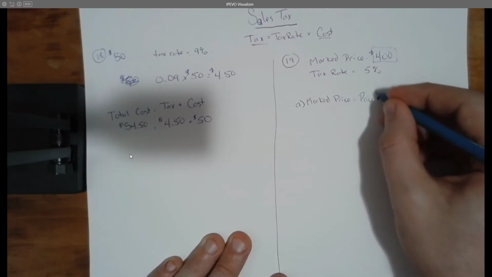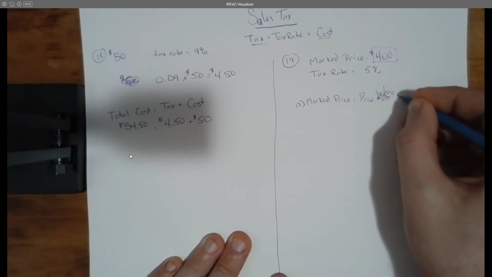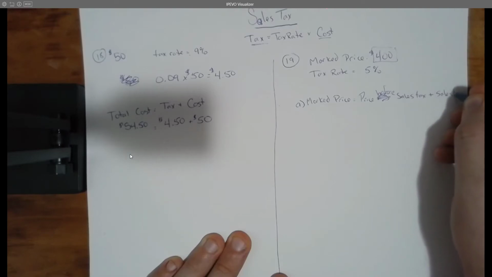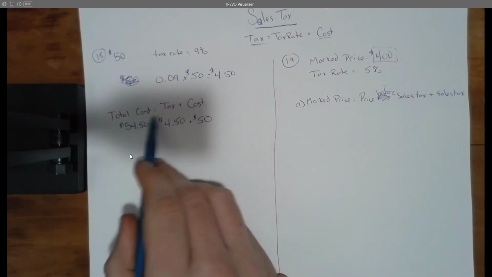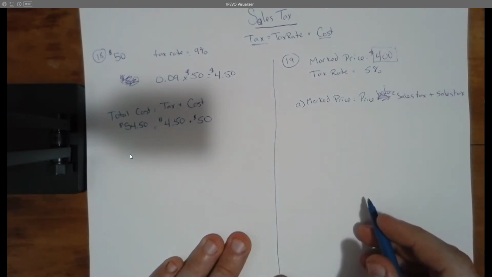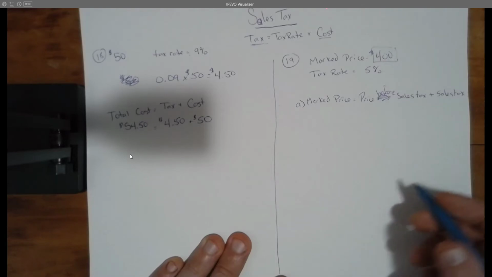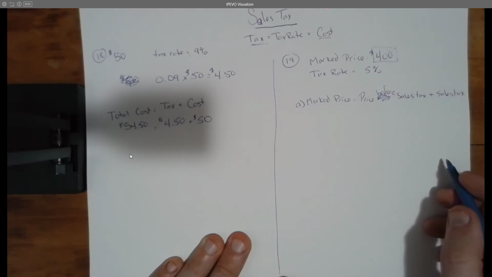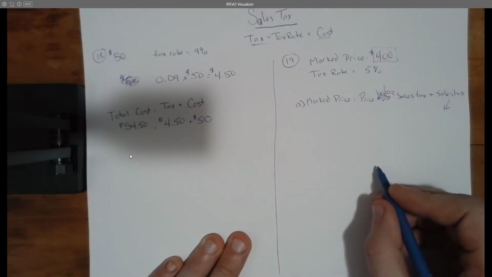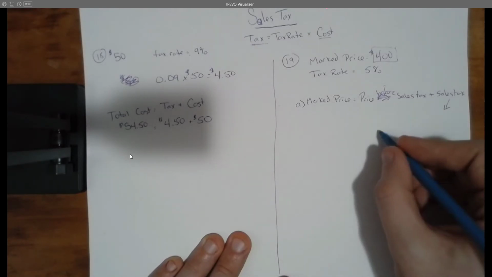Sorry, price before sales tax plus the sales tax. Right? That's kind of what we figured out here. We're just rearranging what we know or what we're trying to figure out. And we can even break this down a little bit further. The sales tax is, we can think about as the price before the sales tax times the tax rate.